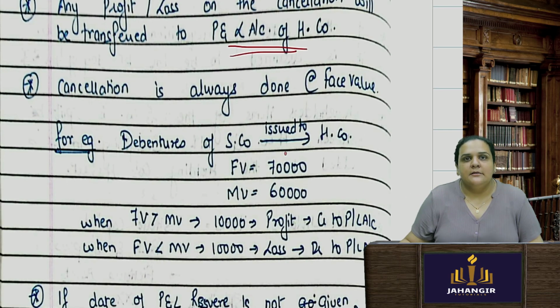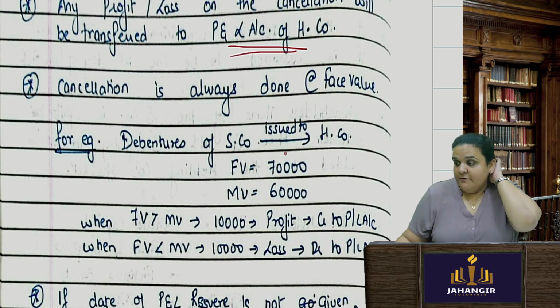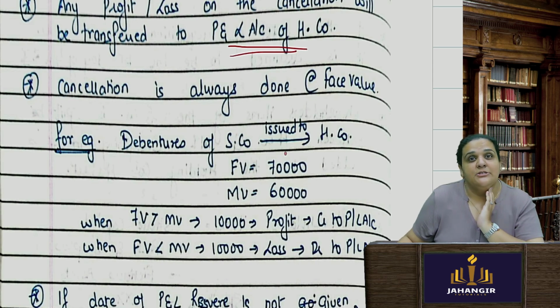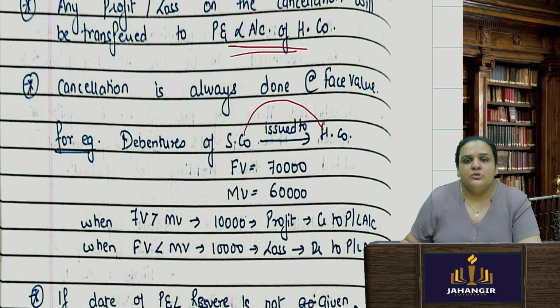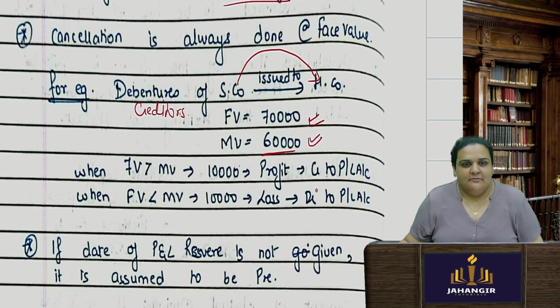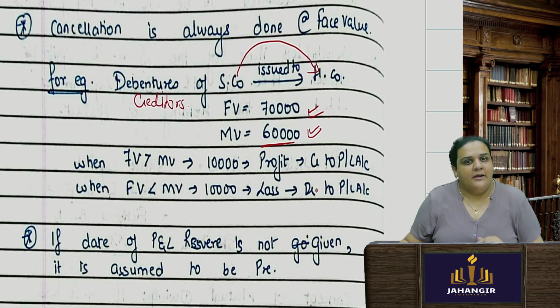Now how will you cancel? We have done debentures chapter. We always do any capital cancellation at face value. We have to cancel it at face value. So say debentures of subsidiary company, they have given this debentures to holding company. So holding company has now become their creditor, right? Debenture holder. Face value is 70,000, but in the market currently these debentures are floating at 60,000. So if you will cancel it, now, market value is less.